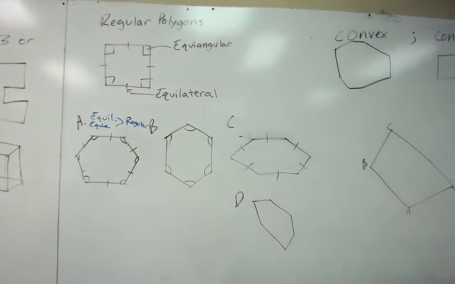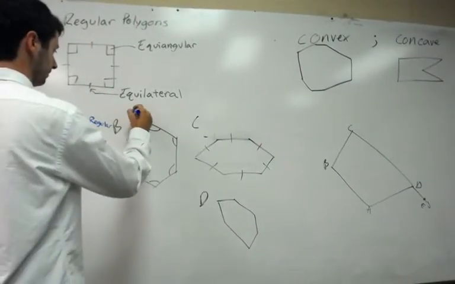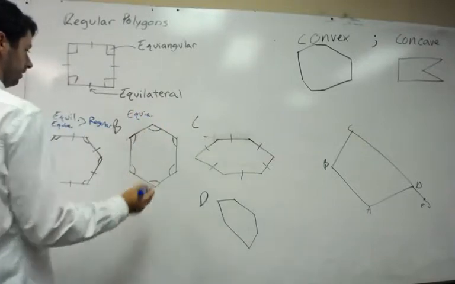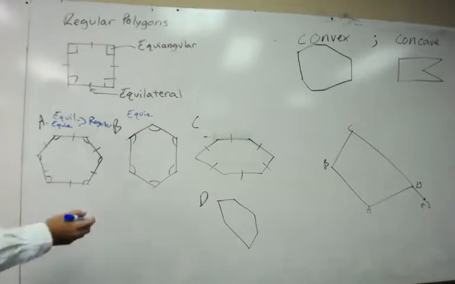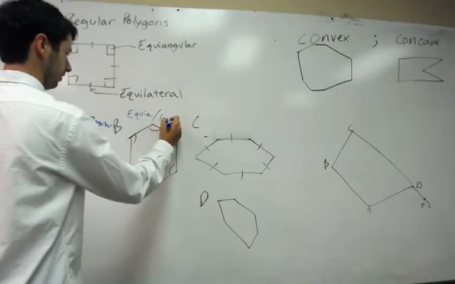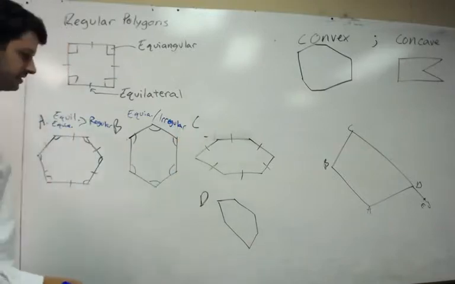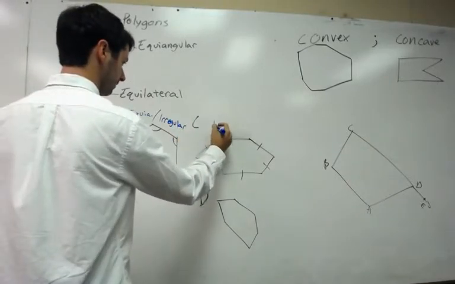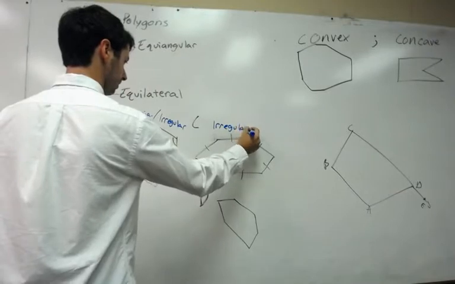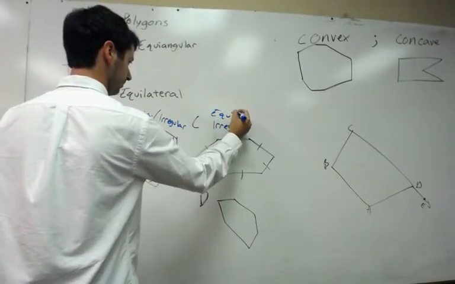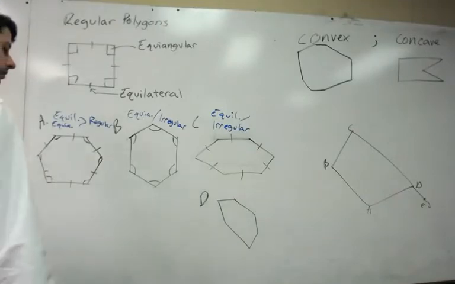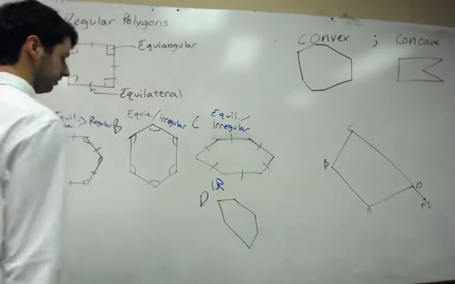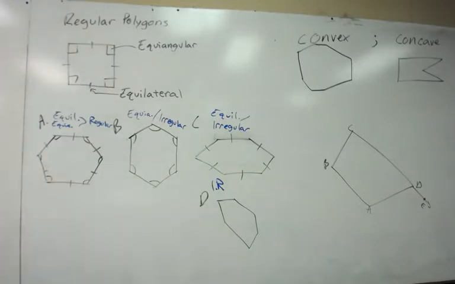For B, all we have is equiangular. If it's only equiangular, it is not considered a regular polygon. You would actually call that an irregular polygon. C is only equilateral, therefore it's also irregular. And then D is not equiangular or equilateral, so naturally that would also be irregular. But that's the difference between regular and irregular polygons.